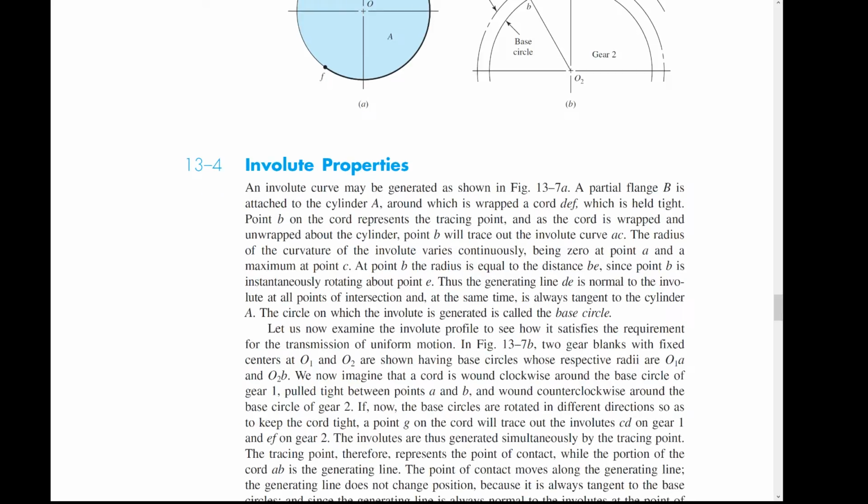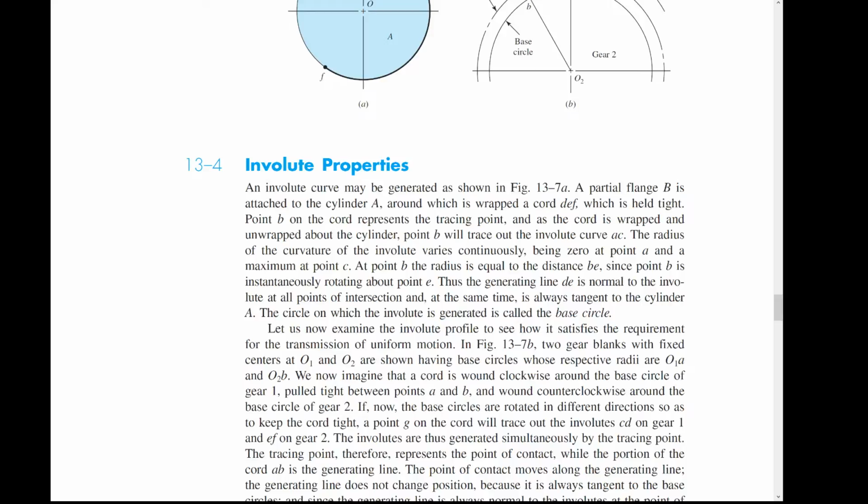The radius of curvature of the involute varies continuously, being 0 at point A and a maximum at point C. At point B, the radius is equal to the distance BE, since point B is instantaneously rotating about point E. Thus, the generating line DE is normal to the involute at all points of intersection and, at the same time, is always tangent to the cylinder A. The circle on which the involute is generated is called the base circle.